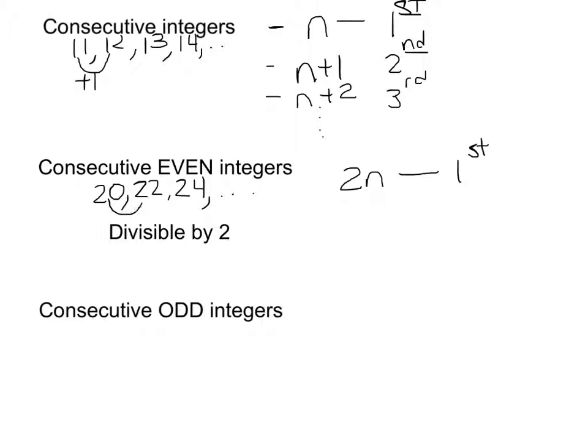Well, then instead of adding 1 each time, I'm adding 2, from 20 to 22, 22 to 24. So my second is going to be 2n plus 2, then 2n plus 4, 2n plus 6, plus 8, plus 10. If I start with 2n as my even integer, and this is only when you're talking about evens here, every time I'm just going to add on the next even number: plus 2, plus 4, plus 6.